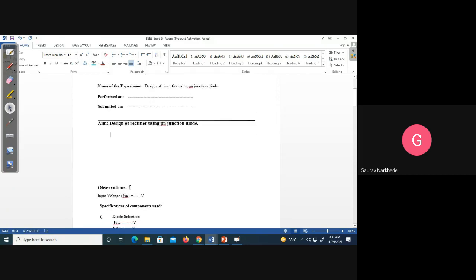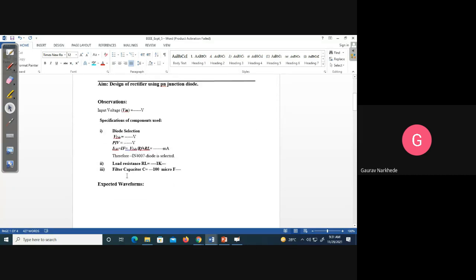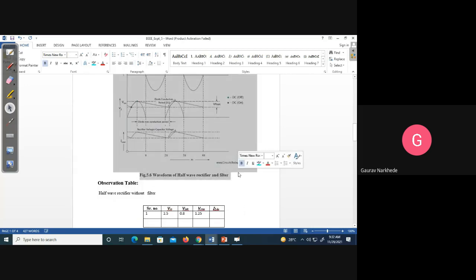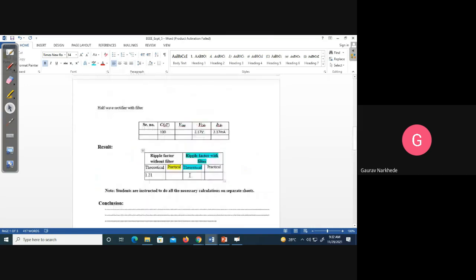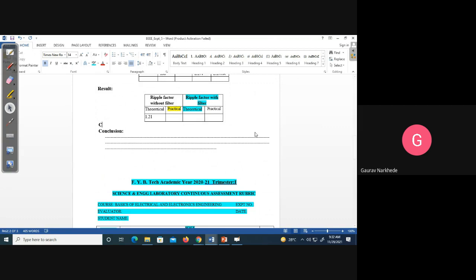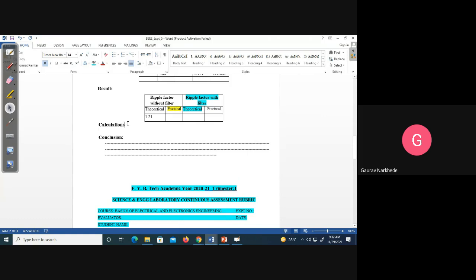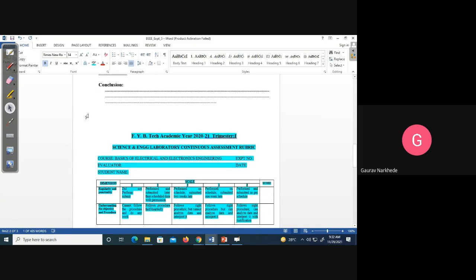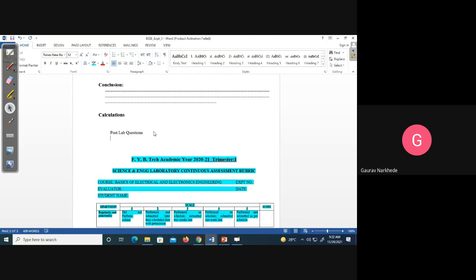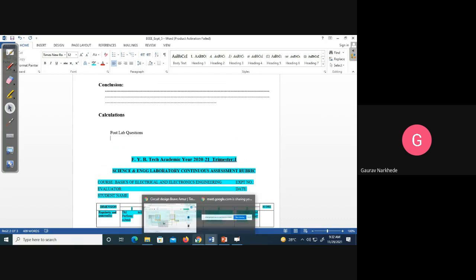And directly after the aim I want observations, and then expected waveforms. This also I don't want. Instead you can put a screenshot of your waveforms, whatever you are getting. And here instead you can put calculations. If you do the calculations by hand, you can put the calculations part after the conclusion. And after that I want the post lab. Okay, sir.